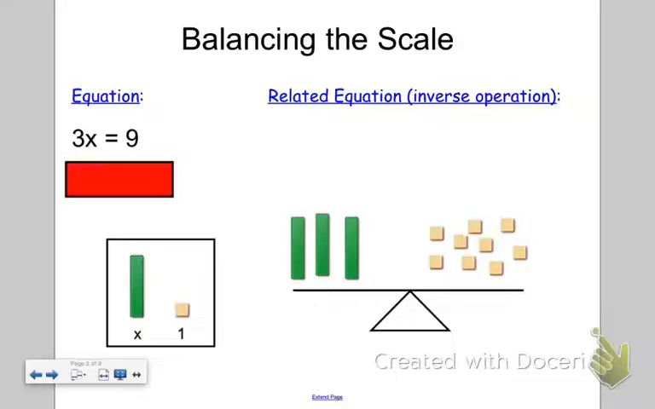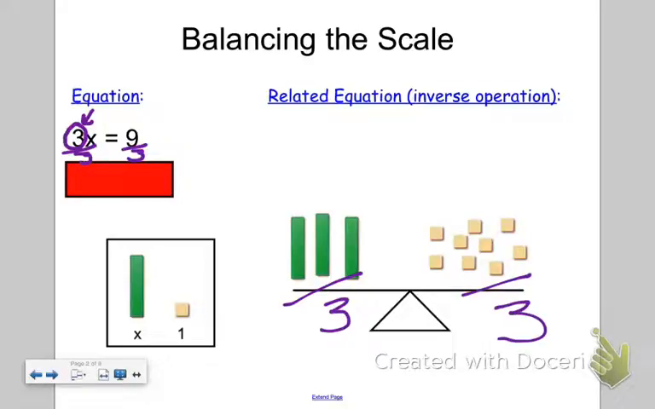If you remember, when we talked about addition and subtraction equations, we used the inverse operation, the opposite operation. This time, we have a multiplication equation. This is 3 times x. So think about it. What would be the inverse of multiplication? The inverse of multiplication would be division, which means in order to get this x by itself, I'm going to have to divide by 3. I'm going to have to take both sides of my scale and divide it by 3.